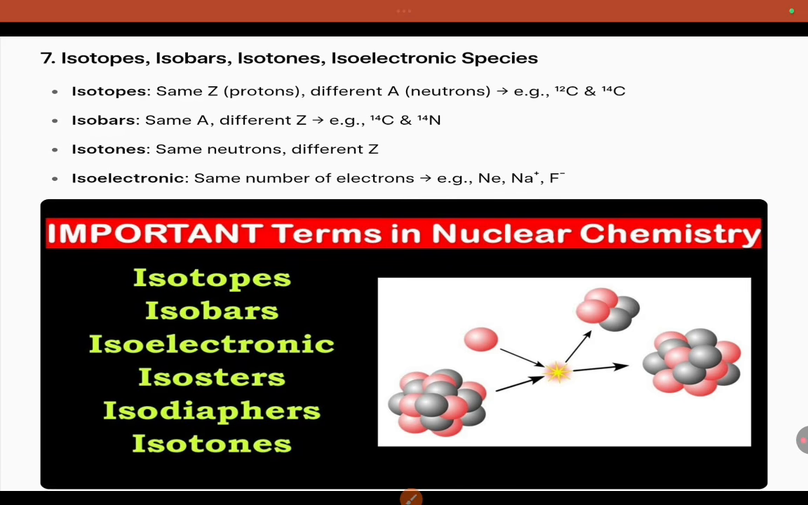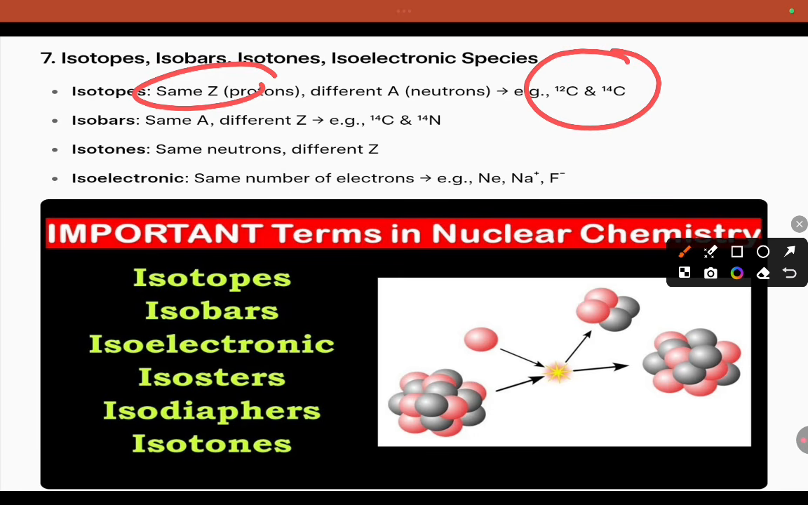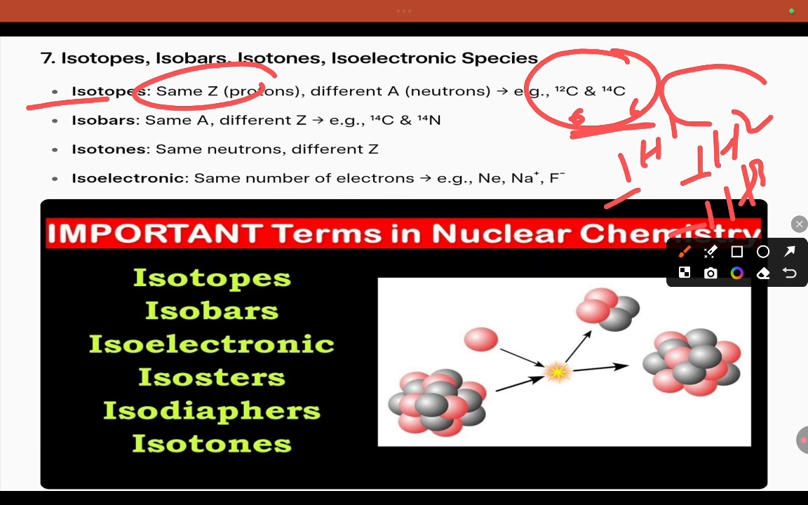Isotopes, isobars, isotones, isoelectronic. What are those? Isotopes have the same protons. Example, carbon 12 and carbon 14: carbon 6 12, carbon 6 14. Here the atomic number is the same, so this is called isotope. Same atomic number, different mass number, same element, is known as isotope. 1H1, 1H2, 1H3: hydrogen, deuterium, tritium. See, same atomic number, different mass number. So this is also an example of isotopes.